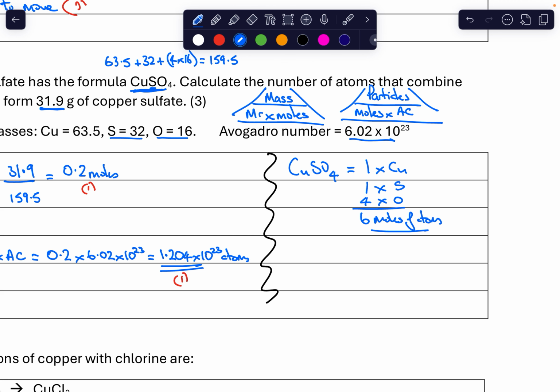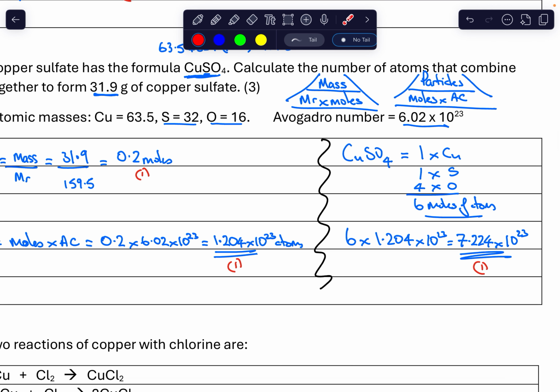So all I need to do now to work out the total is take that 6 and times it by how many atoms I worked out that I had. So times that by 6 and you get 7.224 times 10 to the 23 atoms. If I do that, that gets me my final mark. As I said, that's a really hard question. Wouldn't appear on a foundation paper, but does appear on a high paper. But everybody must be able to get this far and potentially this far.